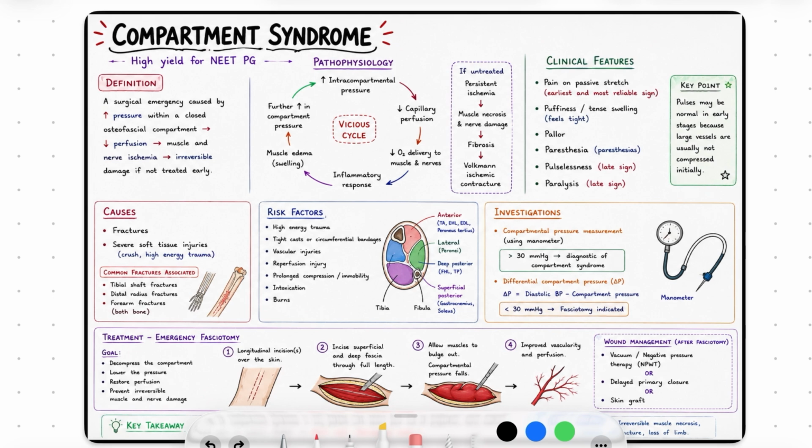Today let's learn about compartment syndrome, which has been asked in NEET PG some 2 to 3 times. So if you just spend 5 minutes here, you can solve questions related to compartment syndrome. Let's dive into the topic.